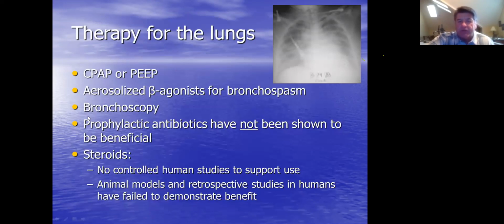Bronchoscopy is something I'm going to do in the hospital, where I put a scope down and suck water out of the lungs and look for particulate matter. That's done by a specialist. Antibiotics have not been shown to be beneficial, so if I see an x-ray like this, I'm not going to start this patient on antibiotics right away thinking that I'll prevent pneumonia. And steroids are not helpful, meaning in the hospital, giving them steroids is not going to be efficient.